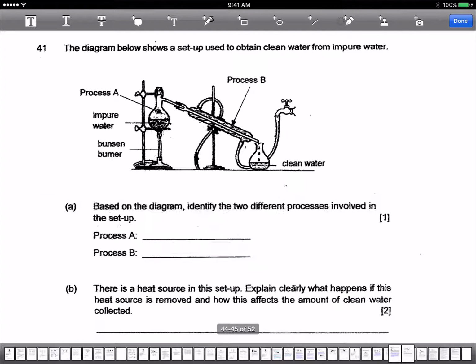Okay, evaporation and condensation. In secondary school, you will do this experiment, right? In the science lab, you'll be doing this. They will put salt water, and then you will obtain salt and pure water. You'll put all sorts of weird stuff so you can separate them. Okay? This process is actually called distillation.